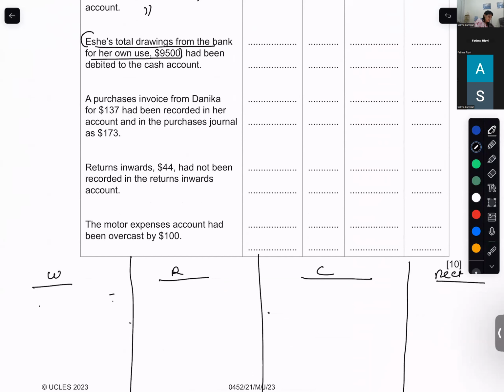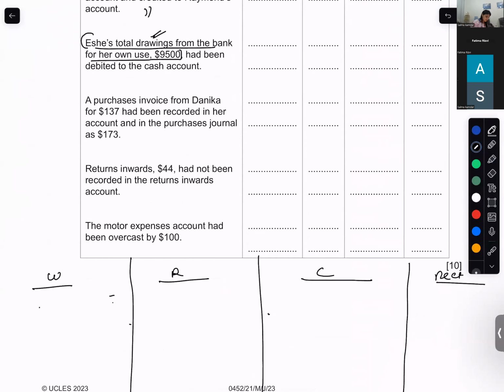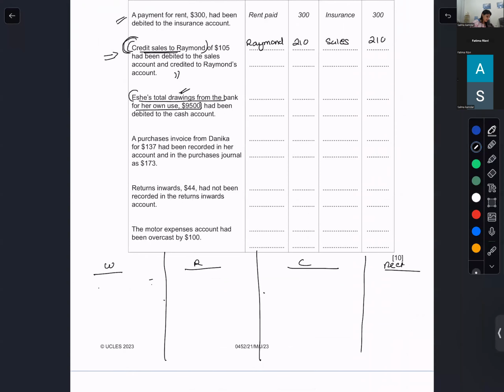Okay. So what is this? This is the drawings. So the correct would be what? Drawings debit, bank credit. Okay. Drawings debit. How much? 9,500. What did you do? We did cash debit and drawings credit.